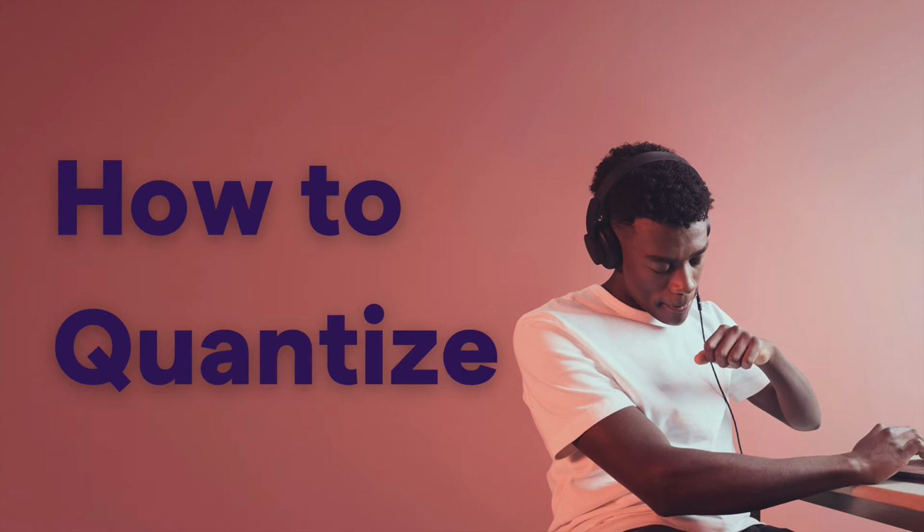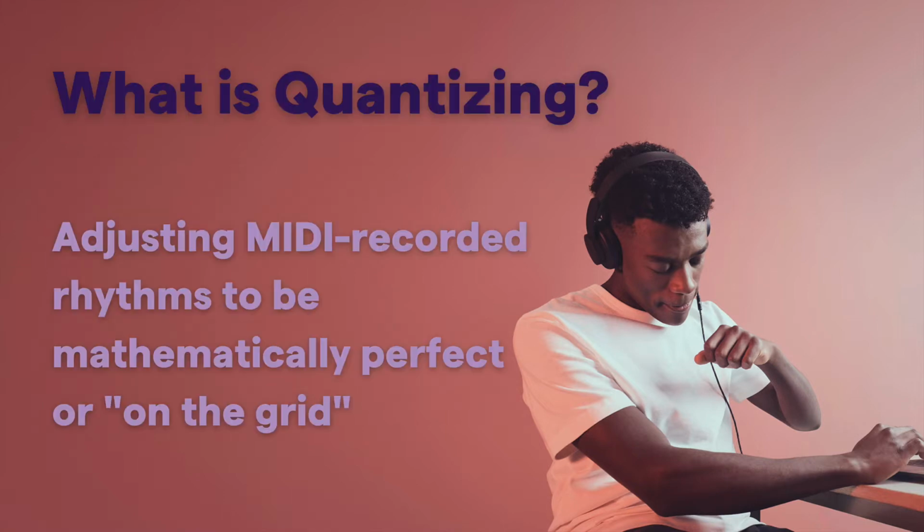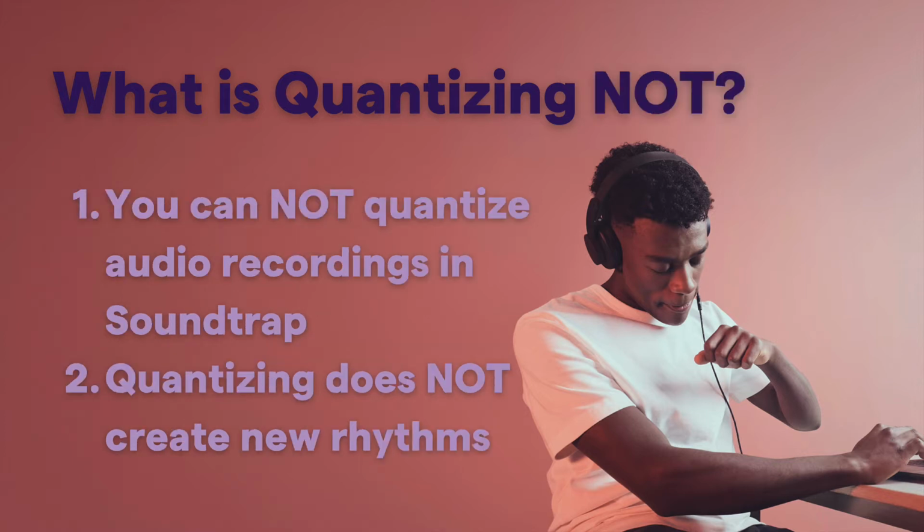Welcome back. In this video, we're going to talk about quantization and how to quantize. First question is, what is it? Quantization is adjusting MIDI recorded rhythms to be mathematically perfect or on the grid, recording something and fixing the rhythm to make it perfectly on the grid.